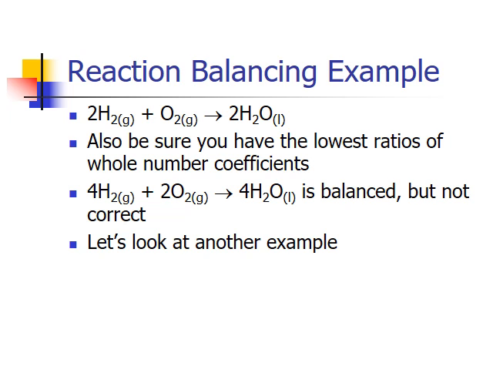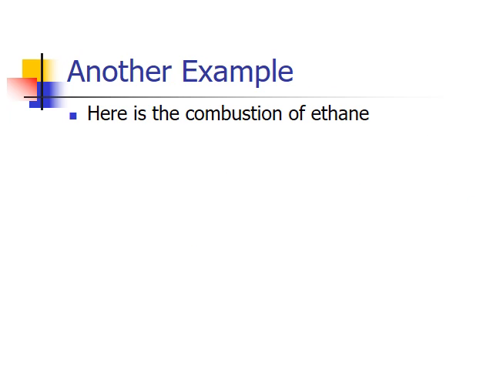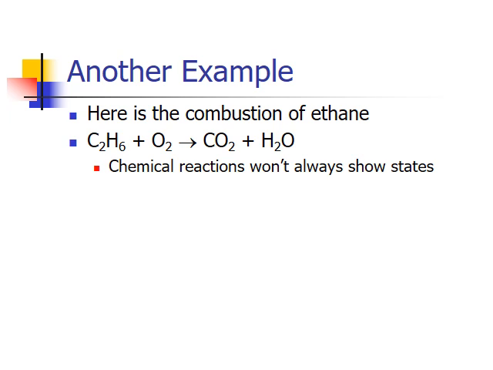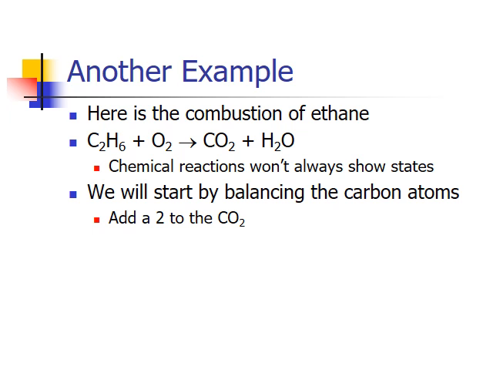So let's look at another example. This next example is the combustion of ethane. Ethane is C2H6. It combines with oxygen to give us carbon dioxide and water. Note that chemical reactions will not always show the states. So we'll start by balancing the carbon atoms. We've got 2 carbons on the left, so we will put a 2 in front of our CO2.